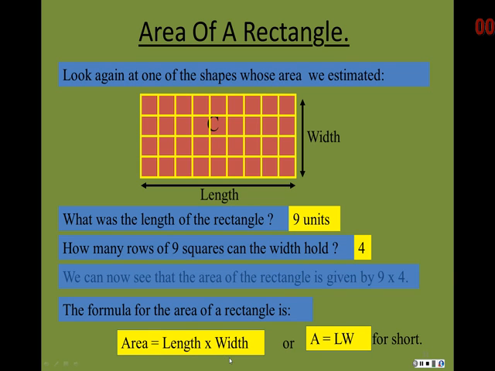You can use this for rectangles, you can use it for squares, and you can use it for those L shapes like we've been working on. And the abbreviation is A equals L times W. And your answer is always in square units.